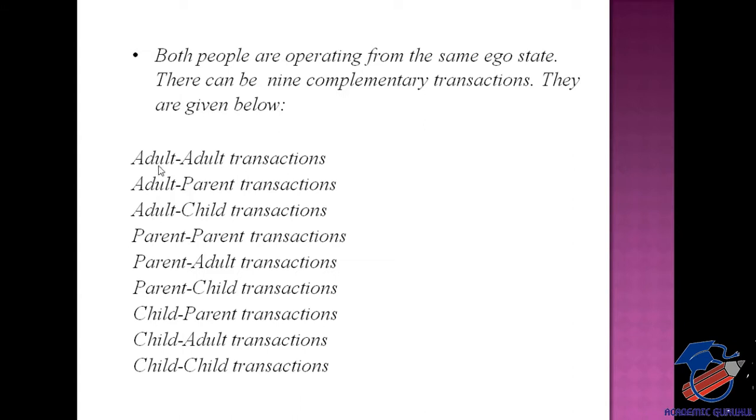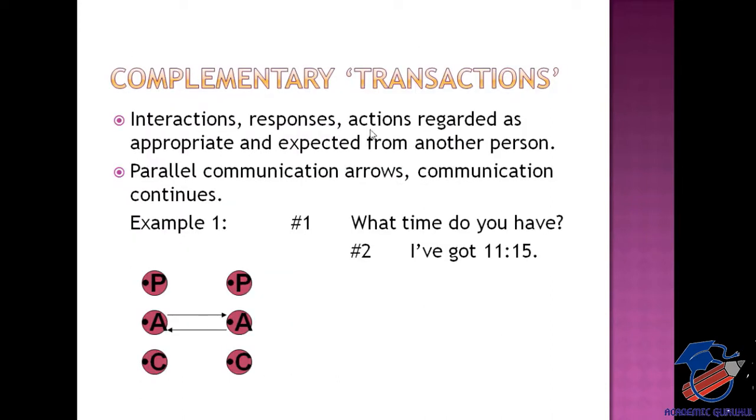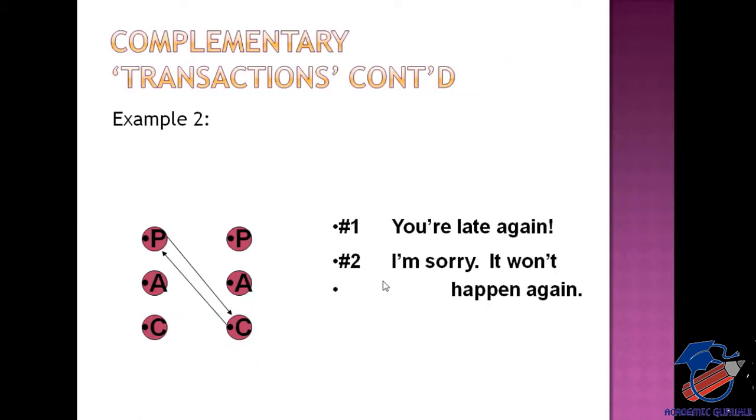What does this mean? Adult is sending message to adult and adult is giving reply. Here child is sending message to parent and parent is giving reply to a child. Another example of complementary transaction can be like parent is saying to child, you are late again, and child is replying, I'm sorry, it won't happen again.